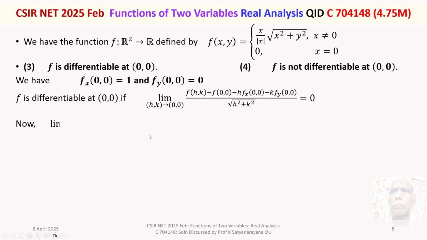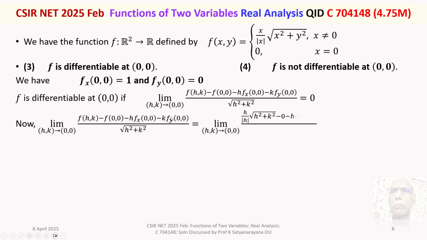So limit h k tends to 0 comma 0 of f of h k minus f of 0 0 minus h times partial derivative of f with respect to x at 0 comma 0, which is 1, minus k times partial derivative of f with respect to y at 0 comma 0, which is 0. Here f of h k is h by mod h into the square root of h square plus k square, and f of 0 0 is 0. Substitute.